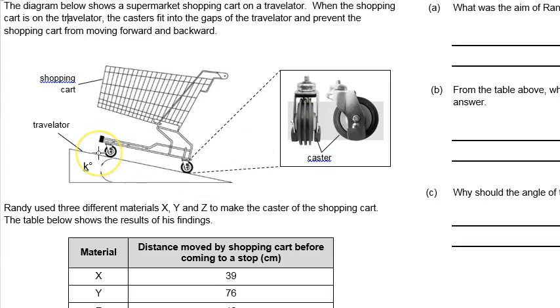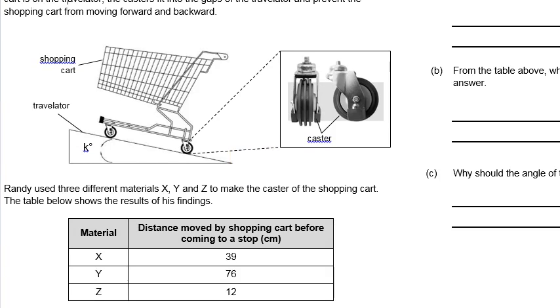It is a slope, and it is tilted at an angle. In this case, it's angle K. So Randy used 3 different materials, X, Y, and Z, to make the caster. This is the casters. Alright, and he has his results, which is shown here.